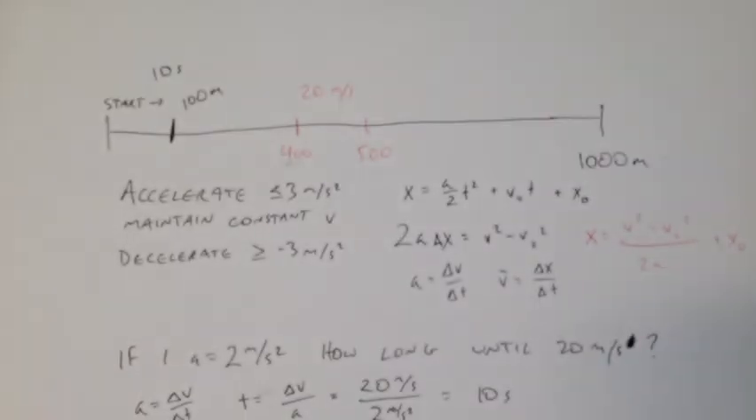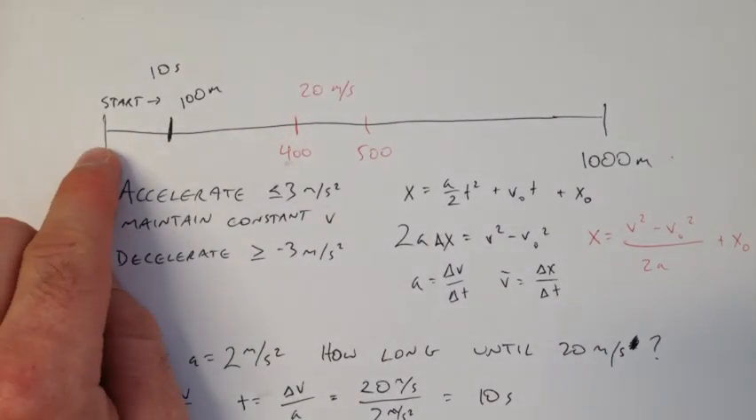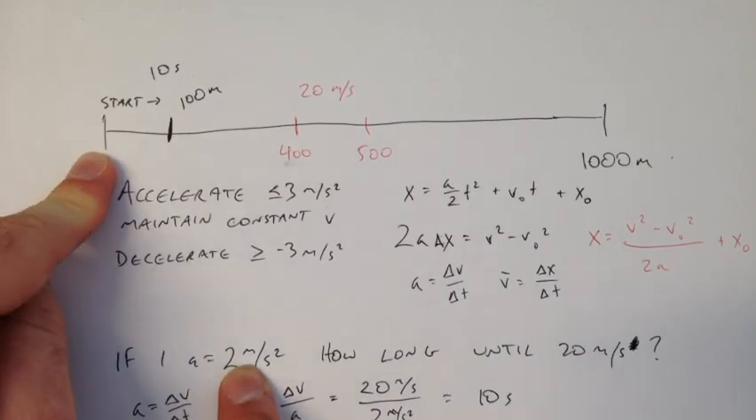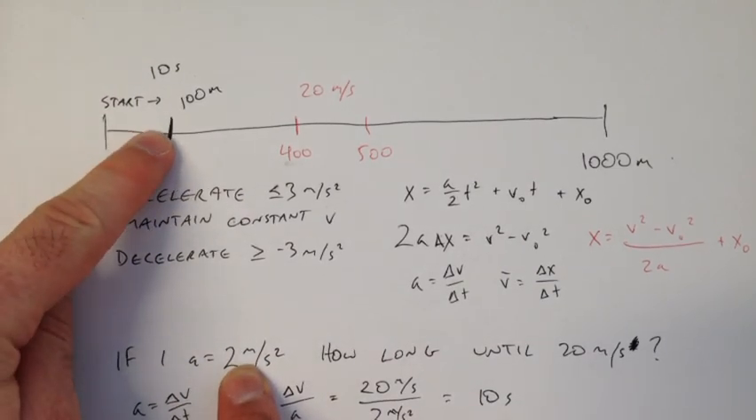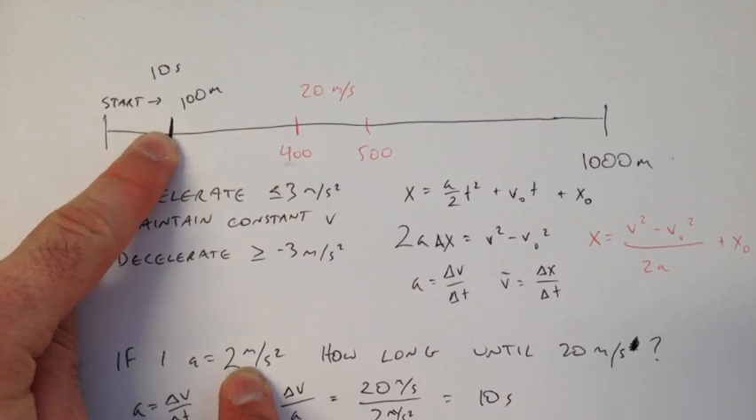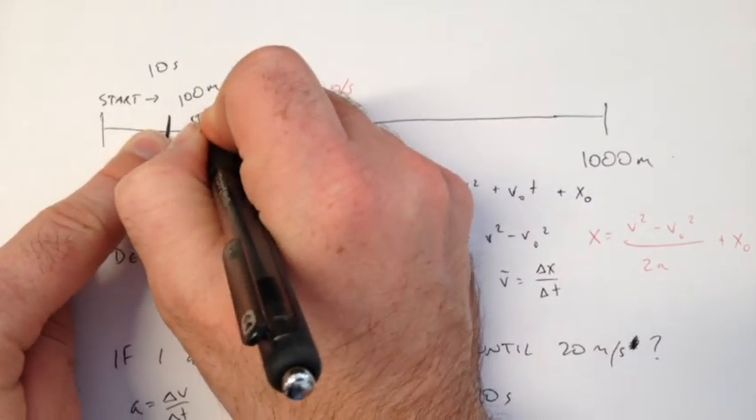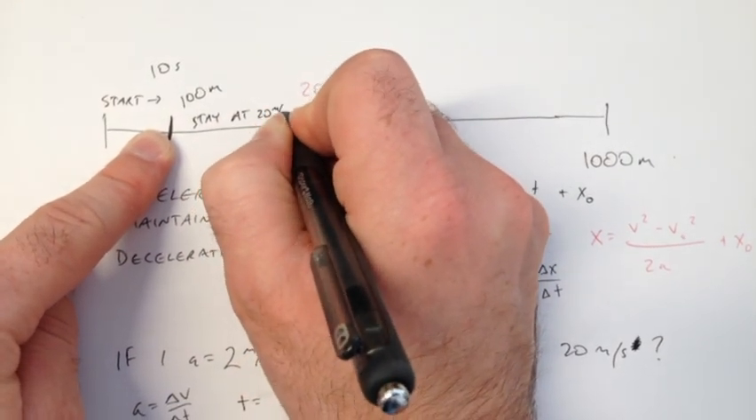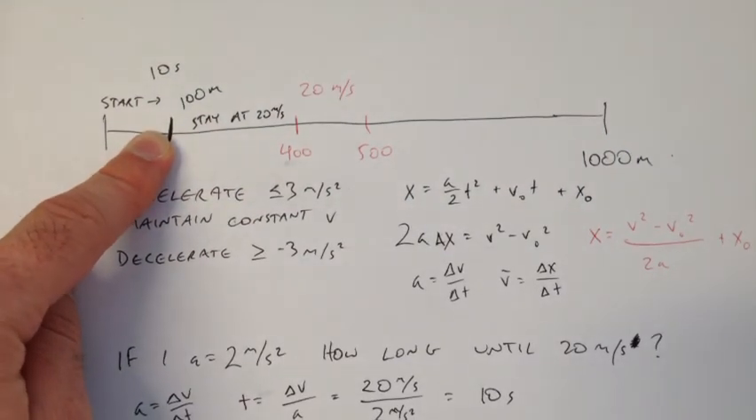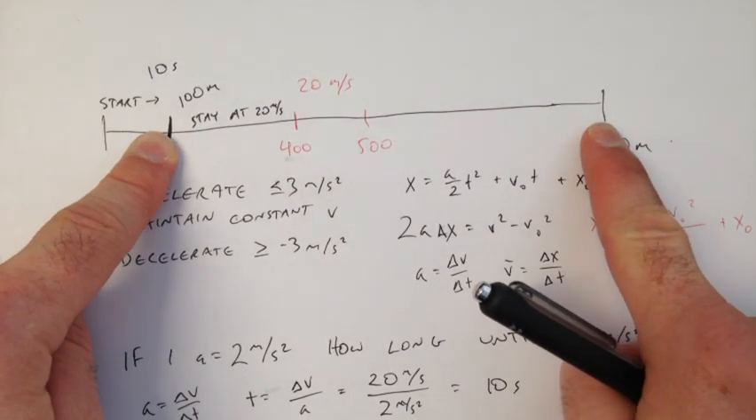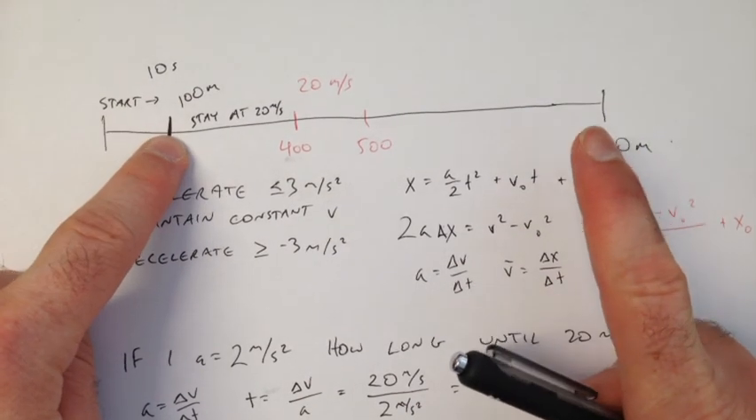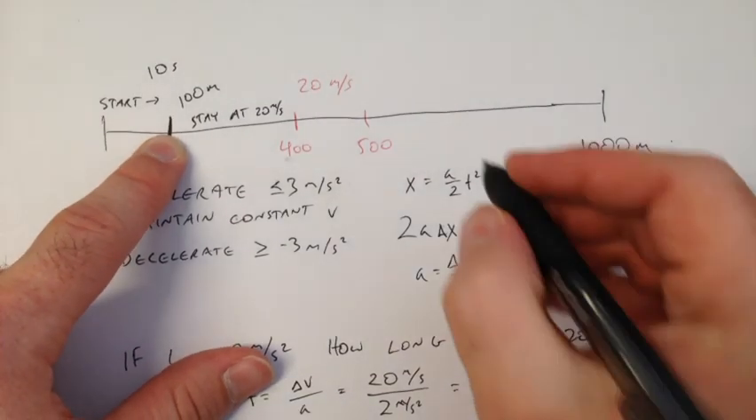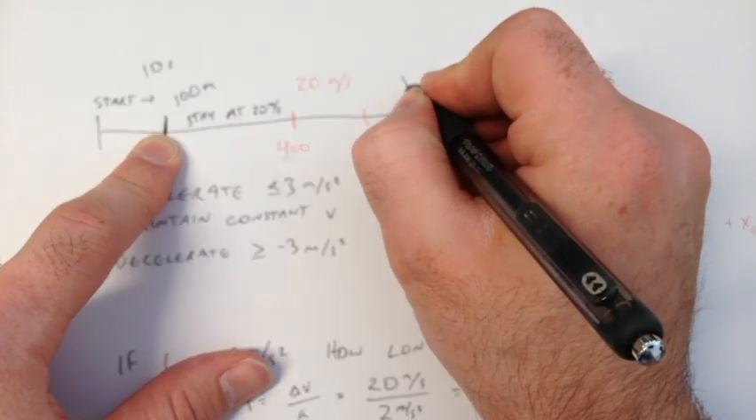So just so we are clear, start off, I accelerate at 2 meters per second squared. It takes me 10 seconds to go 100 meters. And then I'm just going to stay at 20 meters per second the whole rest of the way. I have 900 meters left to go from 100 to 1,000. That's 900 meters.